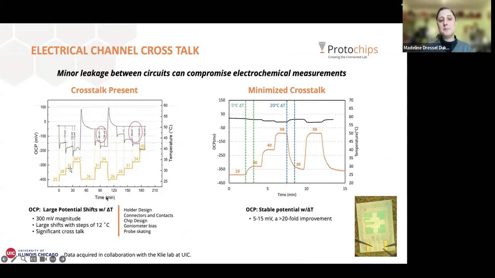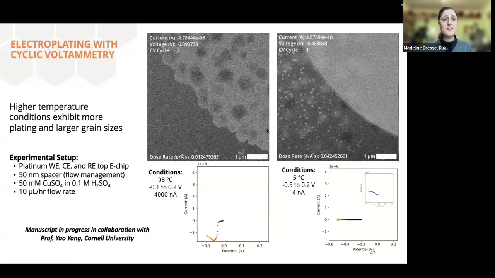And so we went back to the drawing board and looked at the holder design, the connections and contacts, the chip design, probe skating, and goniometer bias. This is showing that with the minimized crosstalk, you have very, very small changes in potential with fairly large changes in temperature. So we are confident now that we can get real measurements even at higher temperatures. And this is some early examples.